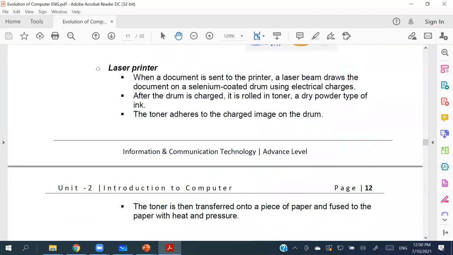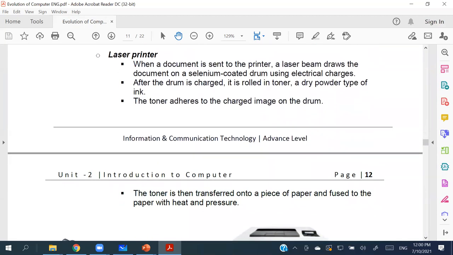And the laser printer gives us the best quality when it comes to printouts, but again, it's very expensive, right? When you're comparing laser printouts, it will cost you like 20 to 30 rupees more, right? But quality-wise and durability-wise, it is in a very high place, right?